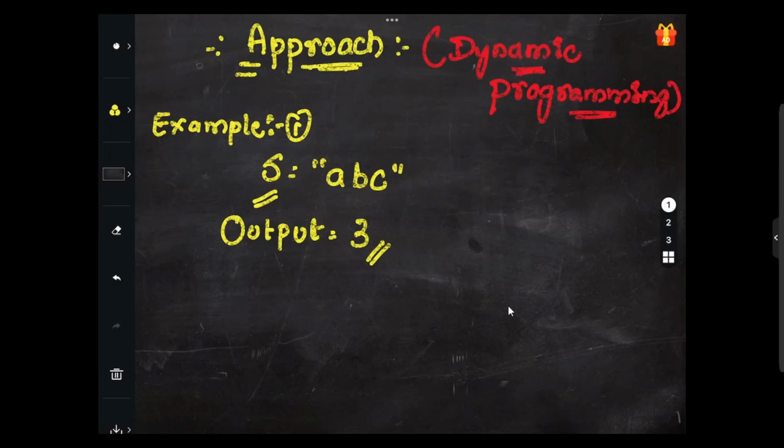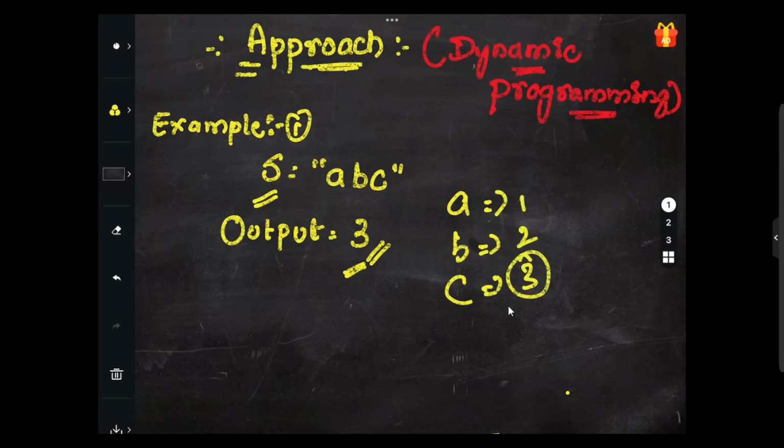So s they have given here is the string ABC. The output here we got is 3, because A is a different string here, B is a different string, and C is a different string. This will be 1, 2, and 3. Overall, we need to return 3 here.